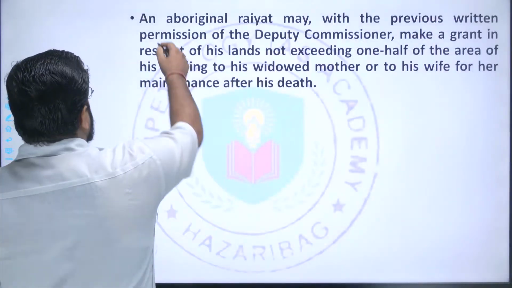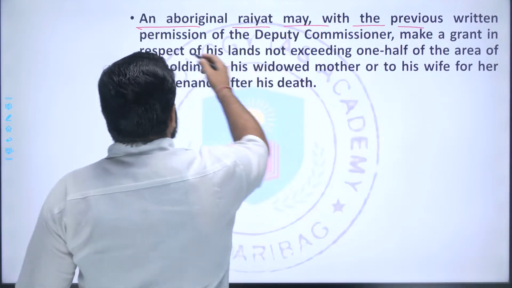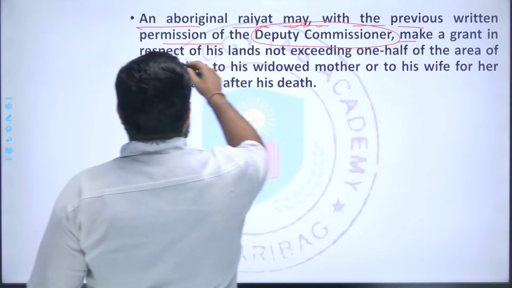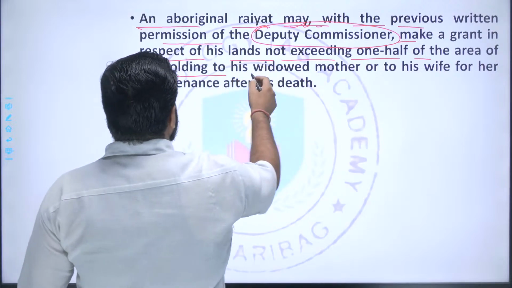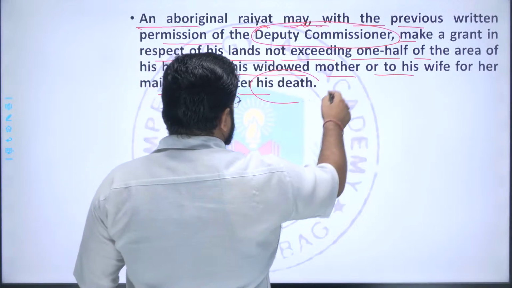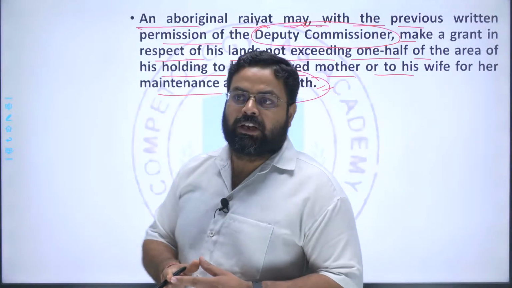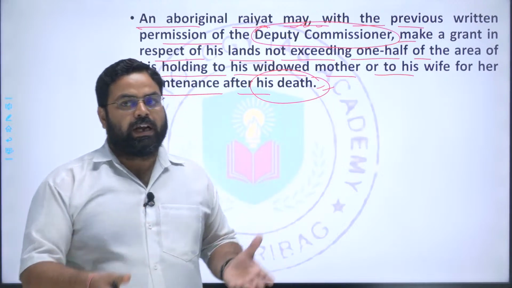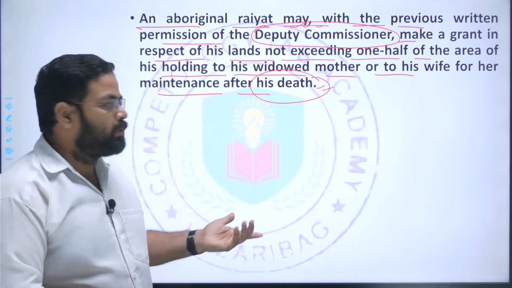Now next is, an aboriginal rayat may with the prior written permission of the DC, make a grant in respect of his land not exceeding one half of the area of his holding to his widowed mother or his wife for their maintenance after his death. So suppose that there is a Santhali woman who is widowed, and if her son wants that he should give some of the land, because land is the main source of income, and at that time it was the only source of income for the tribal people.